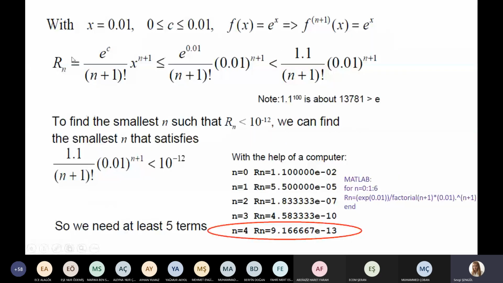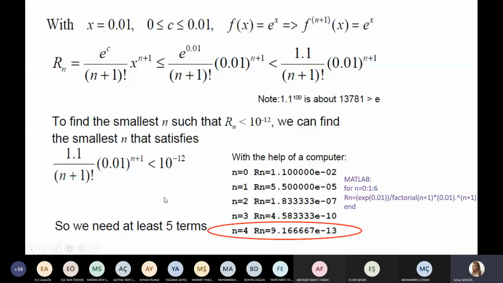So here, the remainder term is that one. We know that this has to be less than 10 to the minus 12. And our x is 0.01. I am just writing in the remainder term: e to the 0.01 over (n plus 1) factorial, times 0.01 to the n plus 1. And you can try for different n's. Of course, by hand, it will take some time.